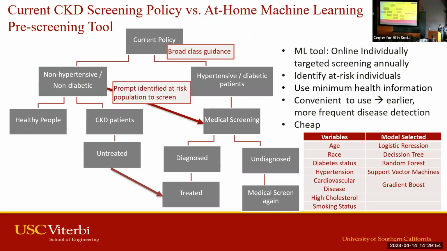Yeah, sure. Thanks. So with our proposed pre-screening tool, it prompts those individuals who are at risk within the non-hypertensive and non-diabetic group to undergo the medical screening, and those who are originally untreated individuals will be put on treatment. And in order to develop this machine learning tool, we are using minimal health information, only 7 variables, including age, race, etc. And this is an online individually targeted screening tool, which screens everybody annually. And here we included 5 different models that we selected for developing this pre-screening tool.